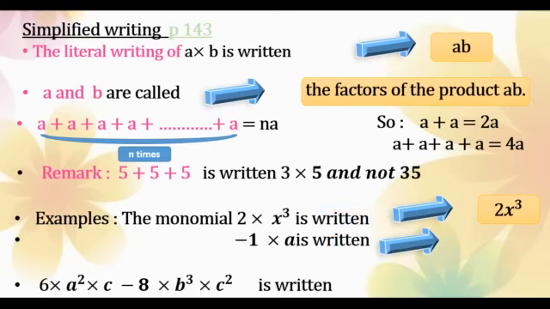The same thing happens when we are multiplying minus 1 by a. We can just write minus a, because the 1 we do not have to write if we want. So 6 times a squared times c minus 8 times b cubed times c squared is written: we can just eliminate the multiplication sign between a number and an unknown, or between two unknowns, but the plus and minus we have to keep. So we can write this operation in the form of 6a squared c minus 8b cubed c squared.